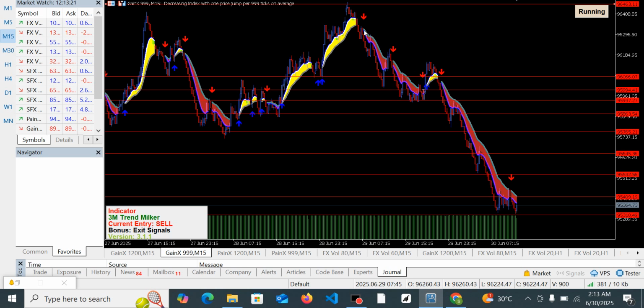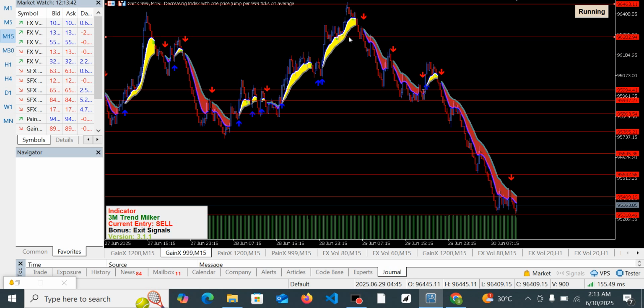Even the custom made indicator which I am using on the chart also gave us the same signal, which is the downtrend signal. You can see that is where it shows the red color right here. It is the downtrend signal, and it gave us an entry point, which is the sell point right from here. So you can easily come in at this point.